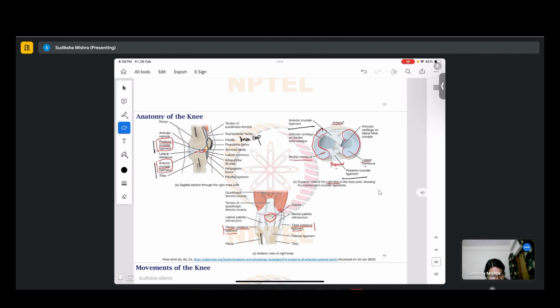And there are these medial meniscus. Medial means towards the middle, towards the medial midline of the body. So if the midline is here, this is the medial side, and the lateral meniscus, which also help in stabilizing the joint.